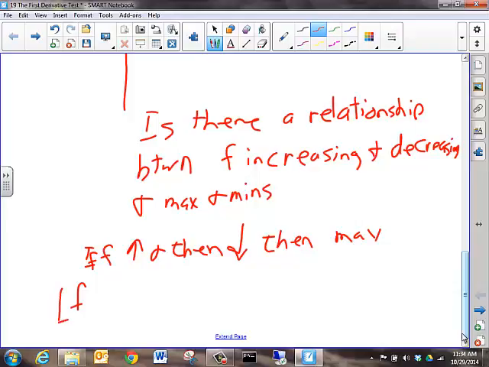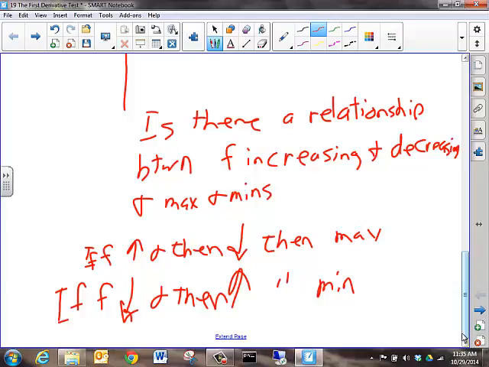What if f decreases and then increases? Then it's a what? A min. What if it increases and then increases? What if the function increases and then increases? Is it a max or is it a min? It's neither one. What if it decreases and then decreases? Neither one. So only if it changes from increasing to decreasing, then it's a max. If it changes from decreasing to increasing, then it's a min.